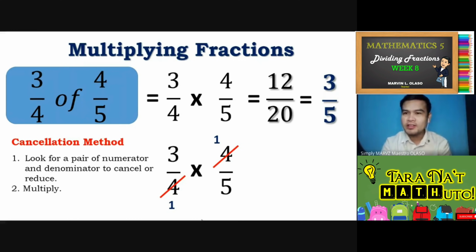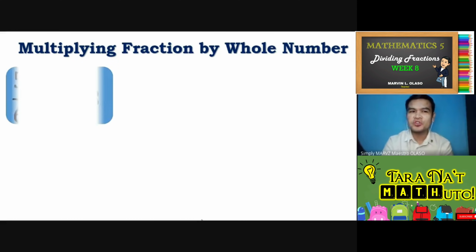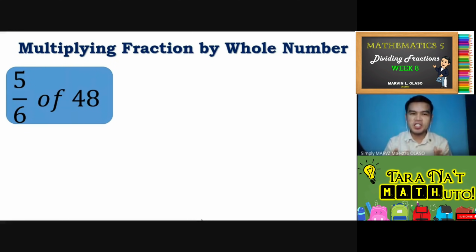3 times 1 equals 3. 1 times 5 equals 5. Therefore, 3/4 of 4/5 is 3/5. Let's proceed. What about multiplying fraction by whole number? Naalala nyo pa ba? Okay, let's try. We have 5/6 of 48.